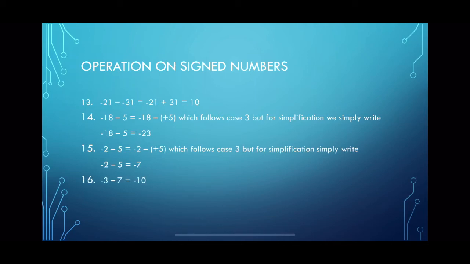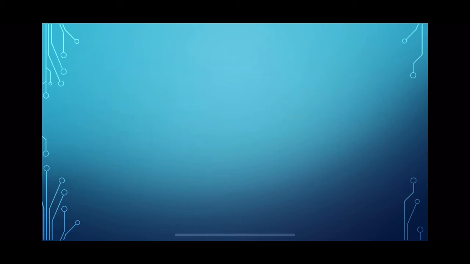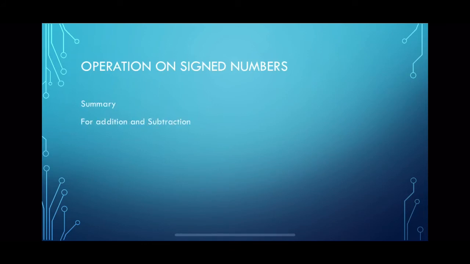For number 16, negative 3 minus 7 is equal to negative 10. And for number 17, negative 5 minus 8 is equal to negative 13. So for the summary, for addition and subtraction, like sign, we perform addition. Like number 1, 3 plus 5 is equal to 8. Number 2, negative 2 plus negative 5 can also be written as negative 2 minus 5 is equal to negative 7.